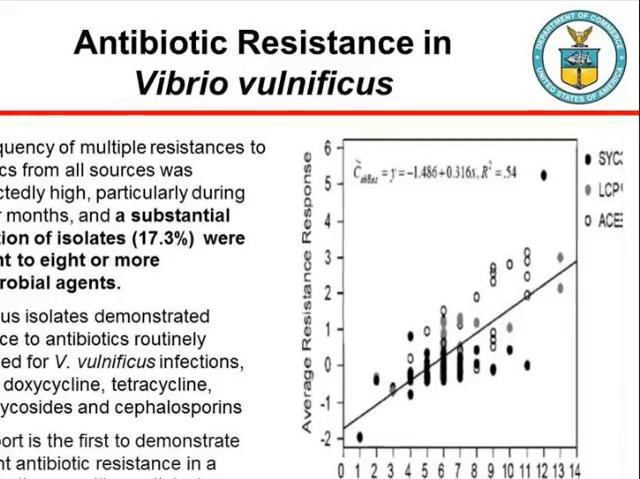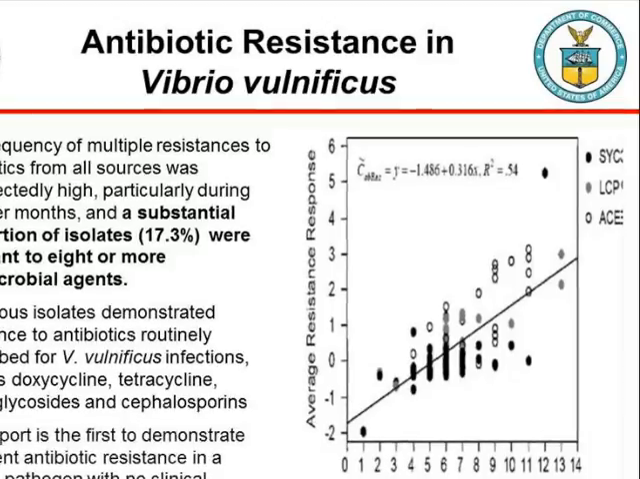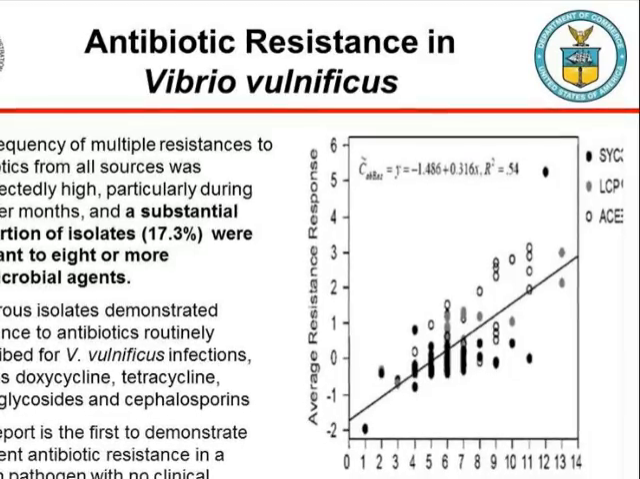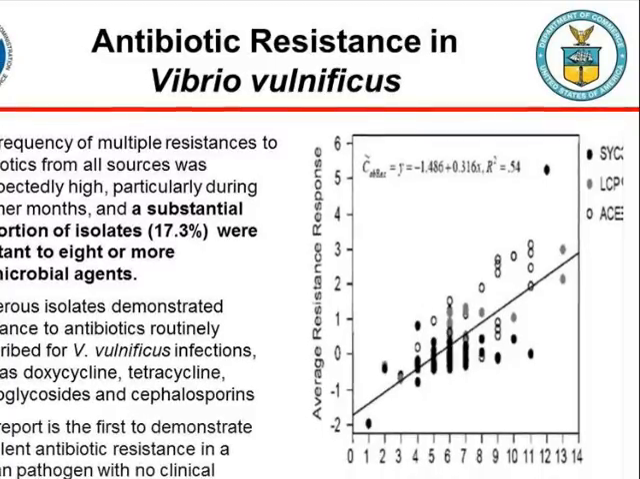The other thing that's interesting here is that we have broken the sites down by these symbol locations, and we expected to see the higher rates of resistance in the industrial sites in Charleston and Brunswick.